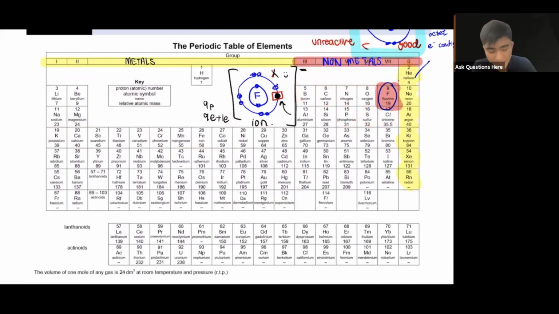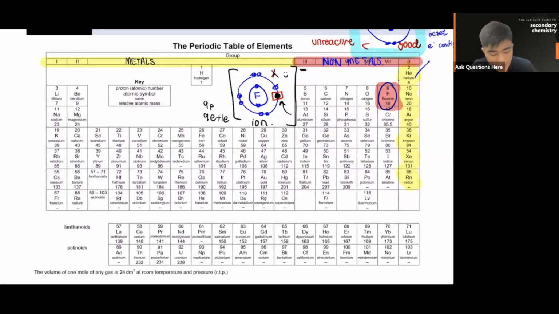Now, some schools may teach the staircase, which is this particular staircase thing over here, but I realized that most of you don't really need it. So no worries, I will not talk about that. But if you know, then that's good. Okay, so metals and non-metals.